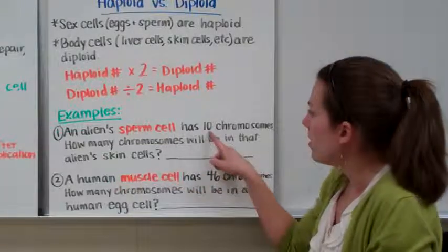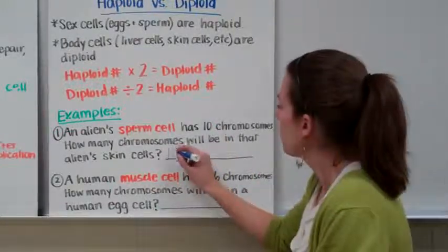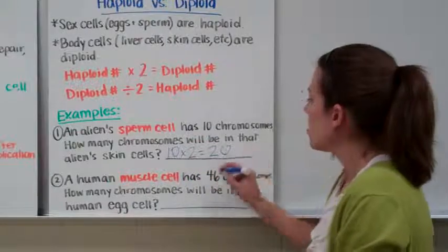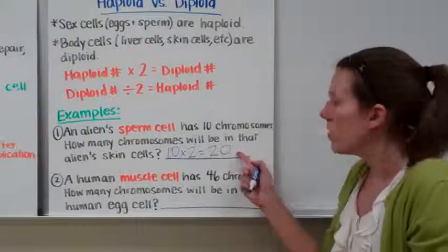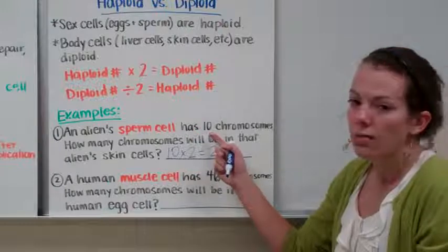So 10 times 2 equals 20. The alien skin cells, or any of the alien's body cells, will have 20 chromosomes, because skin cells are diploid and the sperm cell is haploid.